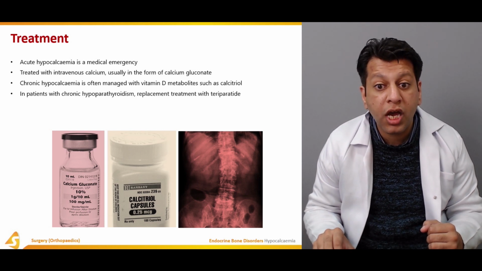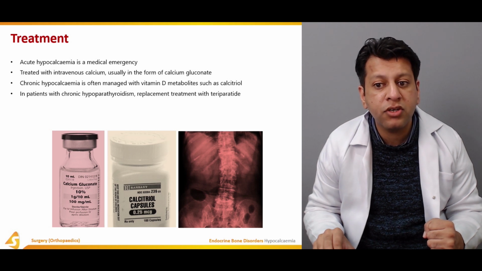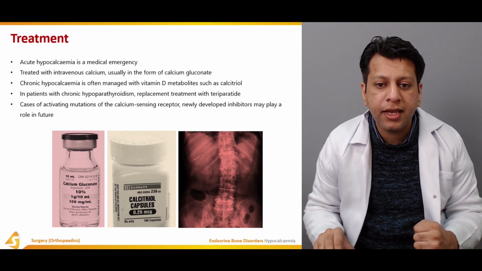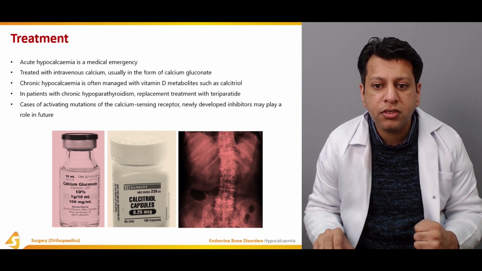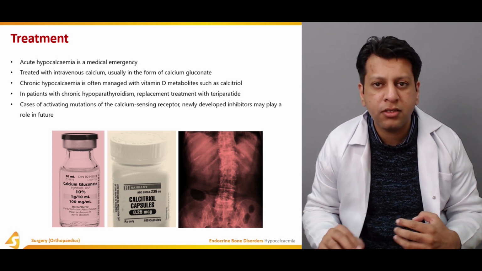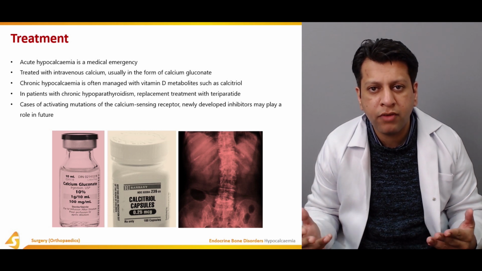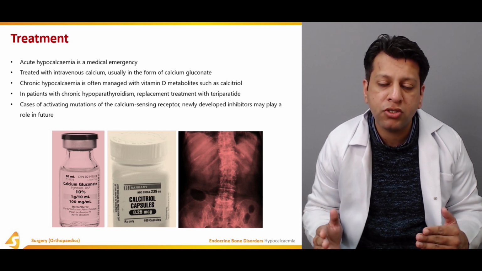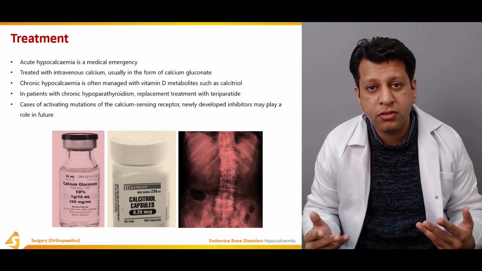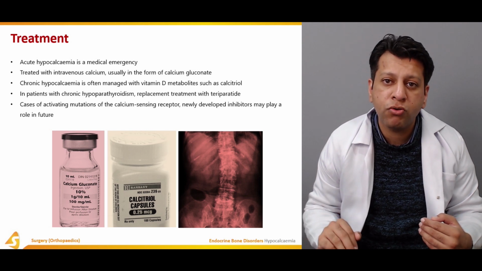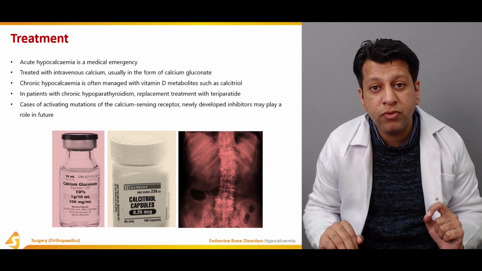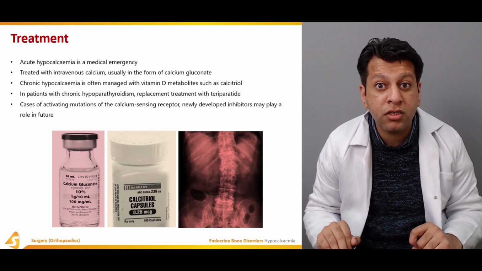In patients with chronic hypoparathyroidism, replacement treatment is teriparatide, which is a parathormone analog. In cases of activating mutations of calcium sensing receptors, newly developed inhibitors may play a role in the future. But there are no definitive trials available. For example, randomized controlled trials of these drugs are not available. But maybe in future, once the drugs get approved by the FDA, they may have a role in preventing hypocalcemia, especially in those patients who have a problem with the parathormone sensing receptors in their body.